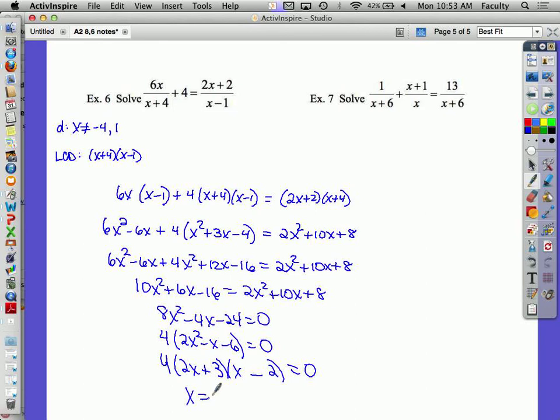So I'm getting x is negative. Whoops, did I have the signs wrong? What's wrong here? Am I on the right one? Oh no, I'm right. It's the right one, yeah. Okay, I'm looking at the wrong problem on my paper. Alright, then check your domain. Both of those are okay.